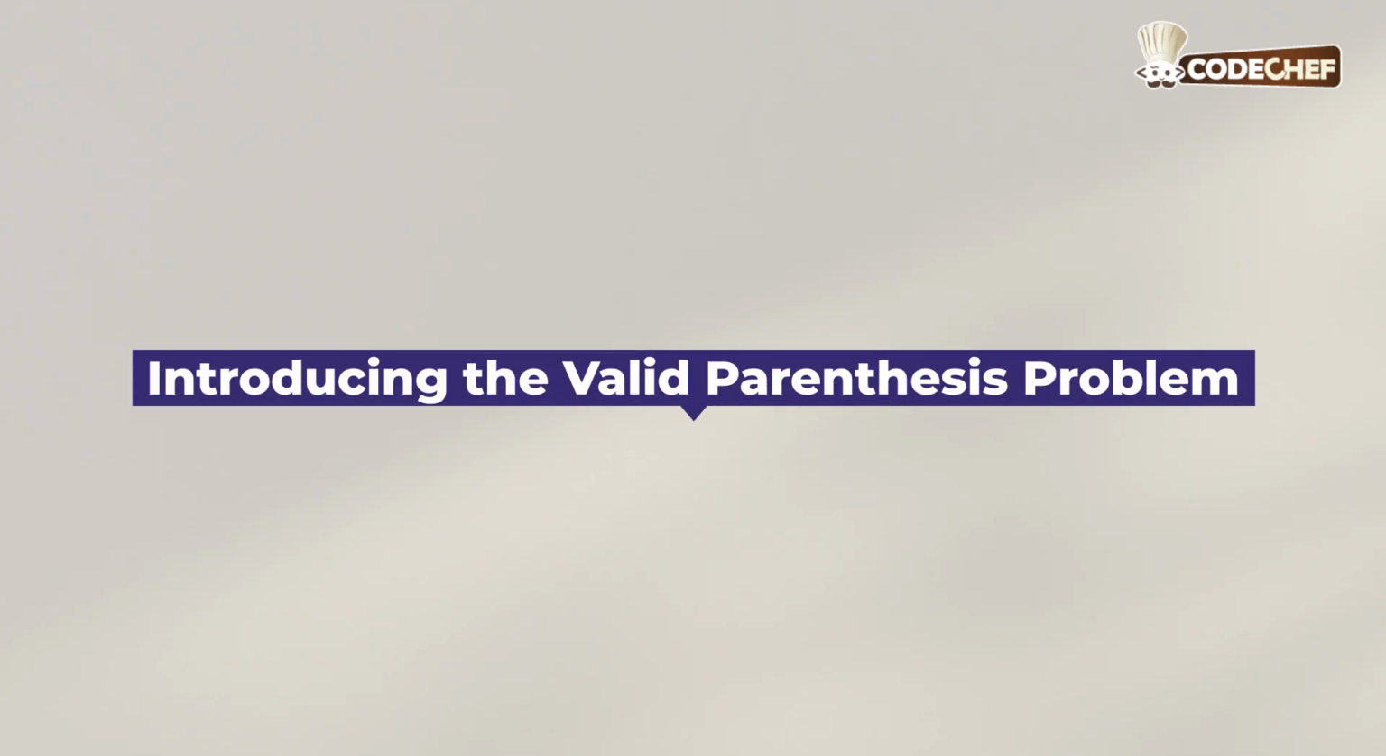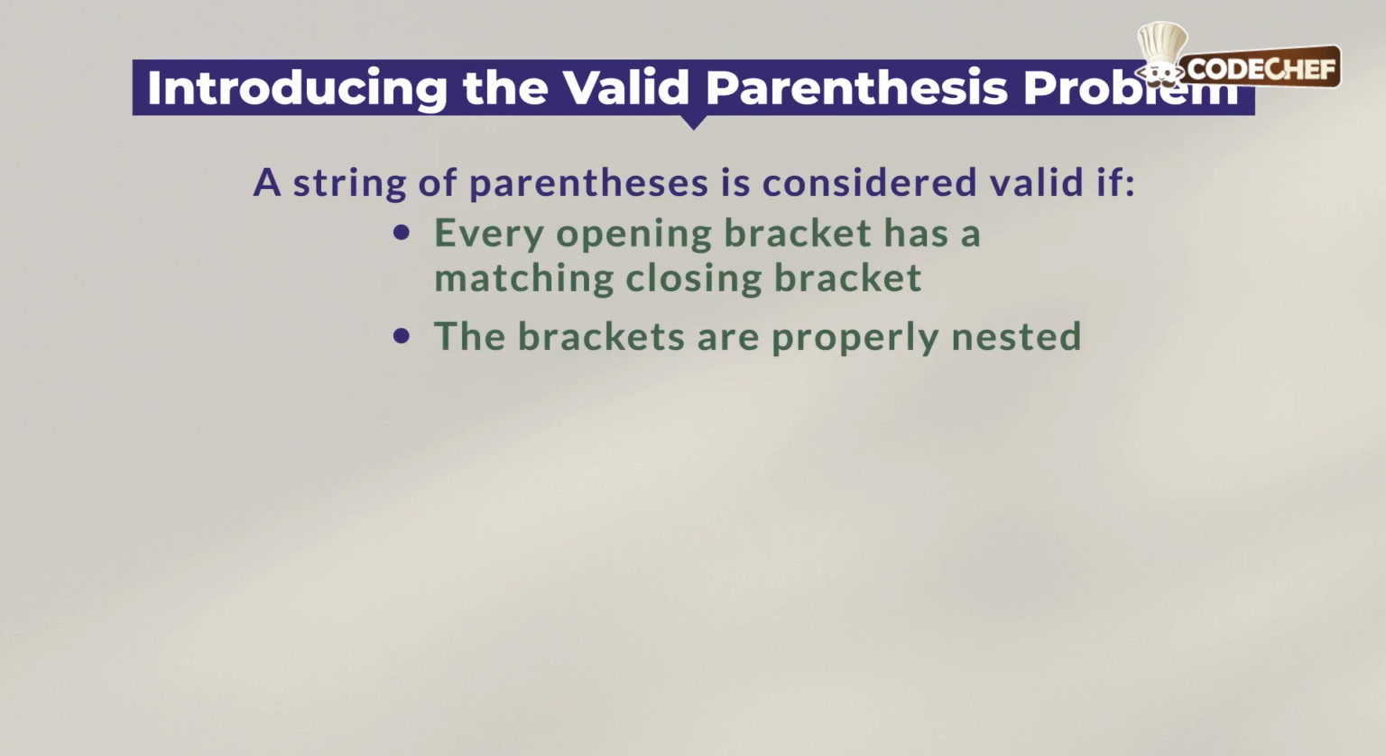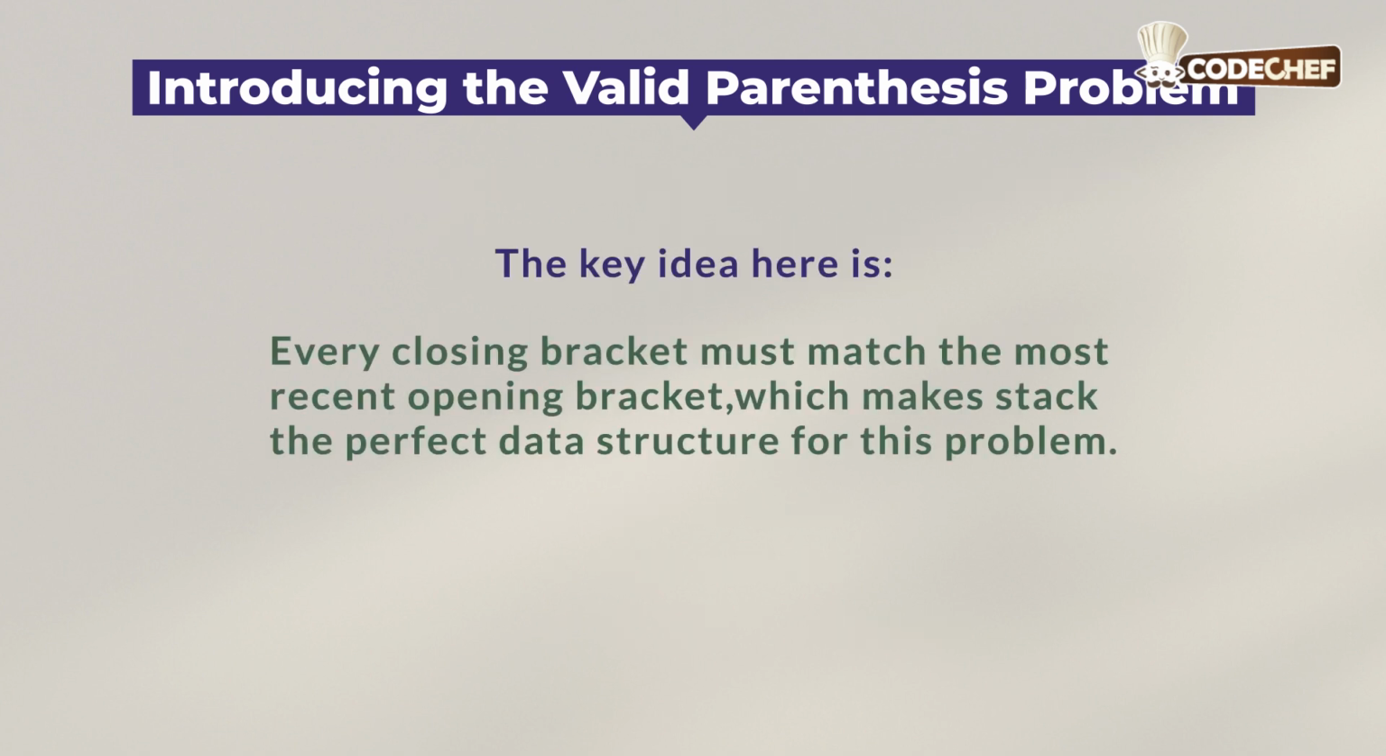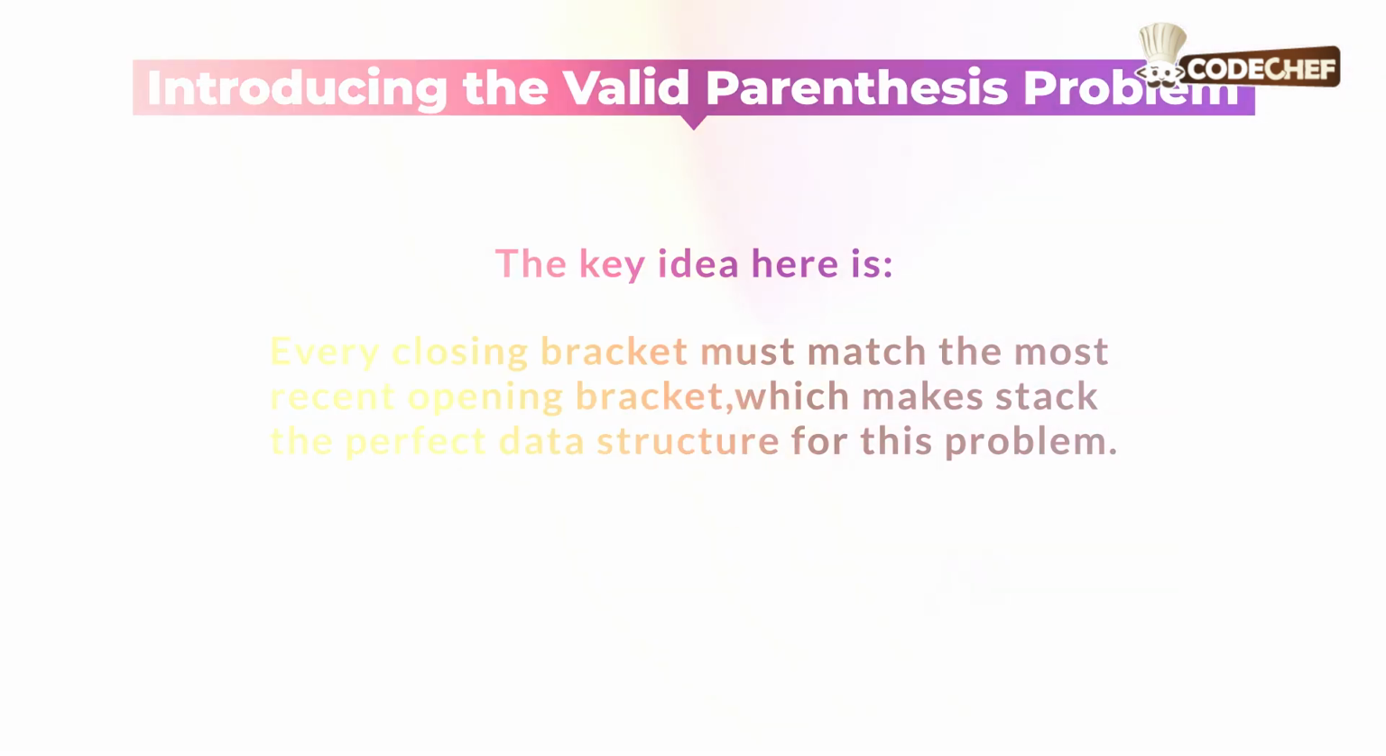Introducing the valid parentheses problem. A string of parentheses is considered valid if every opening bracket has a matching closing bracket and the brackets are properly nested. For example, the first one here is valid, the second one here is valid, the third is valid as well, but the fourth here is invalid. The key idea here is every closing bracket must match the most recent opening bracket, which makes stack the perfect data structure for this problem.